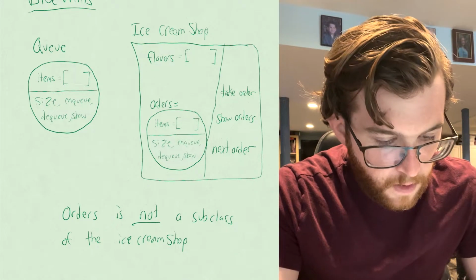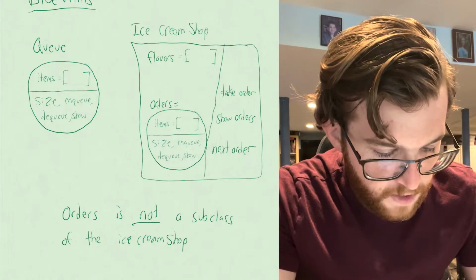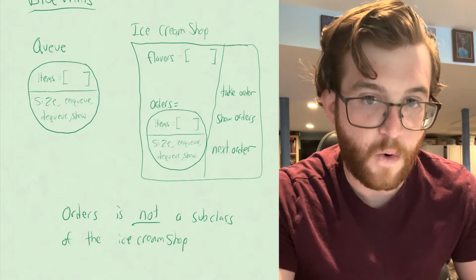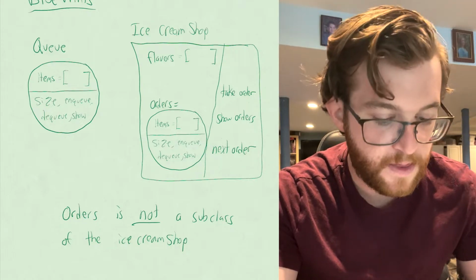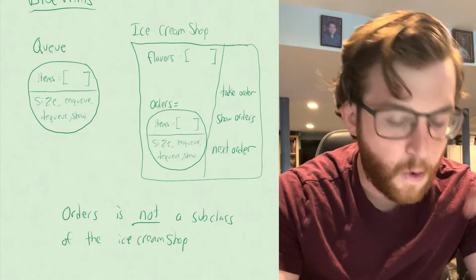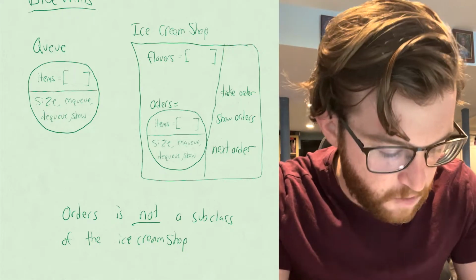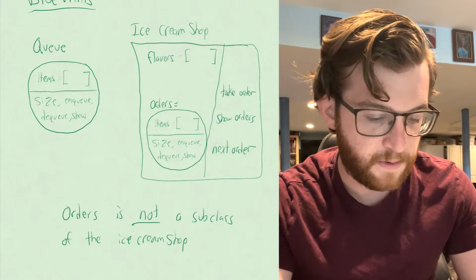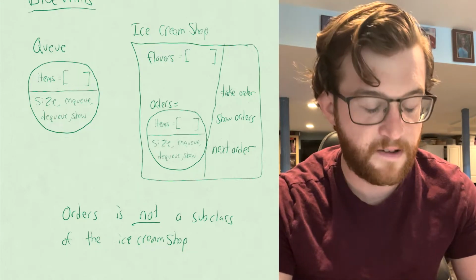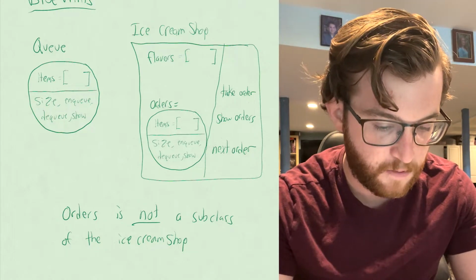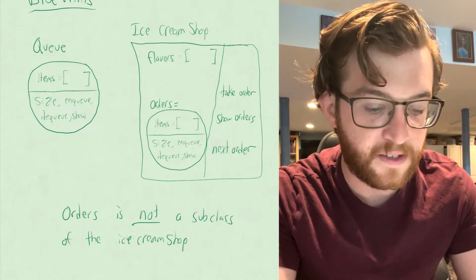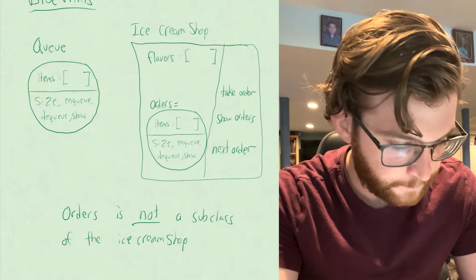So if the ice cream shop wanted to perform an enqueue, it would have to call to the orders object first, and then it can use the enqueue method, or the dequeue method, the size method, or the show method. But it itself cannot just call to those methods because it's not the parent class. It doesn't have those methods associated with it. It can only access it because the orders object is inside of it, nested.